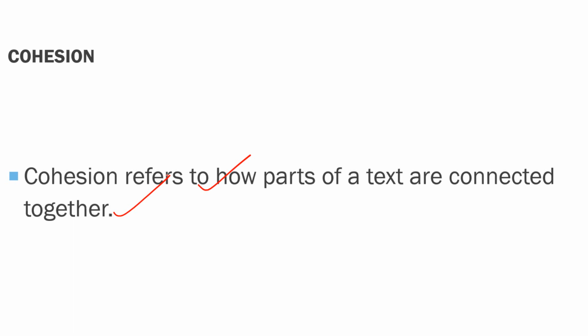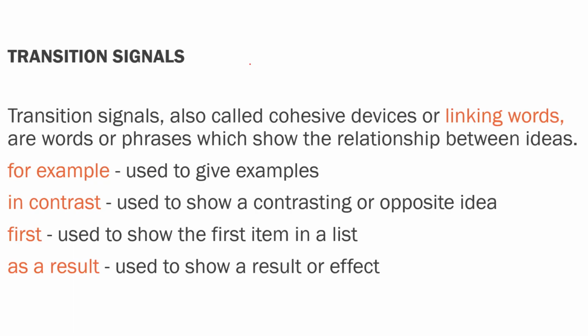That should be very important. So cohesion should be there. How can we give cohesion? Transition signals. Look at that. Transition signals, also called cohesive devices or linking words. When we use linking words or transitional signals, we can find certain cohesion in an article, or words or phrases which show the relationship between ideas. For example, transition signals like for example, in contrast, first, as a result. All these signals or linking words we use to give our ideas in a cohesive manner.